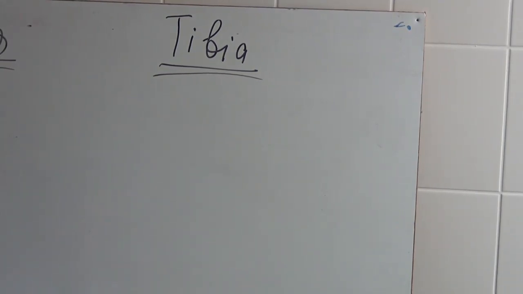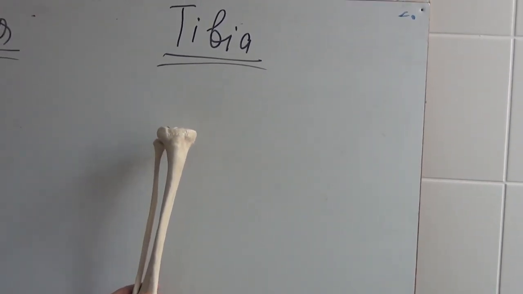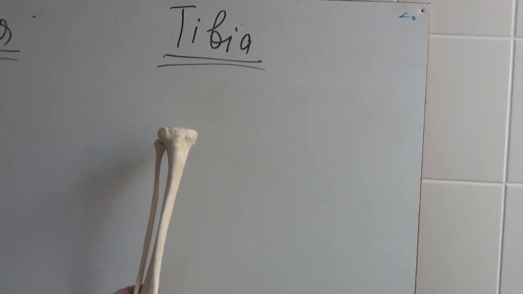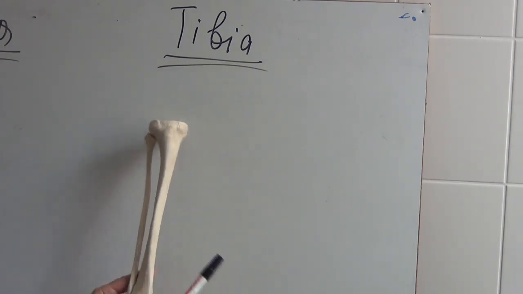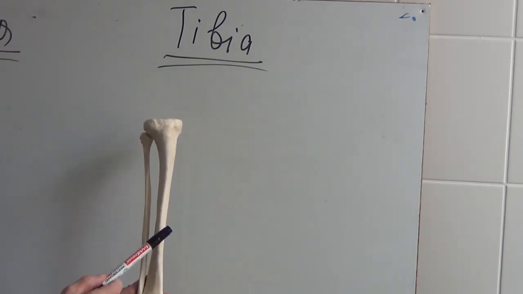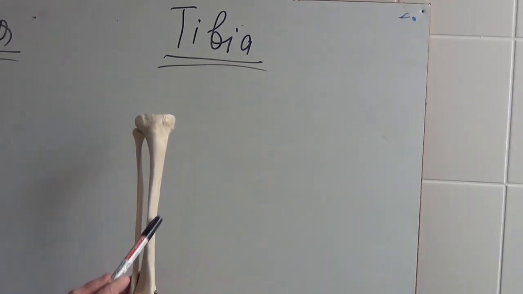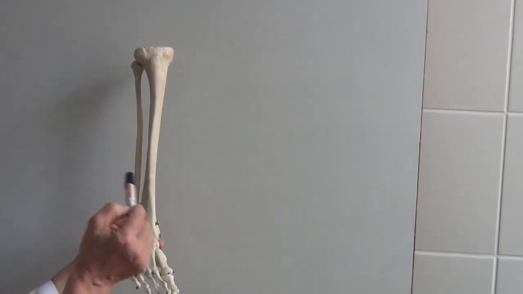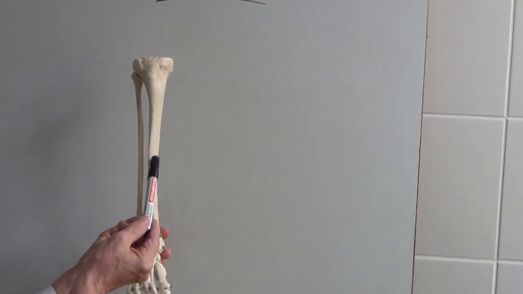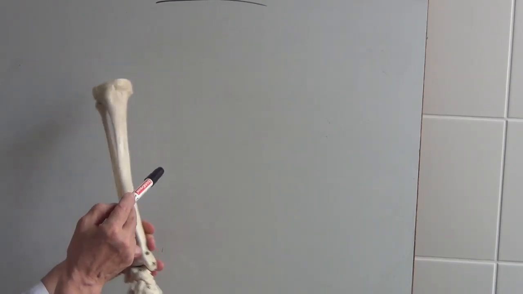Our next bone is the tibia. Tibia is one of two crural bones, which are close to each other. Tibia is placed medially and fibula is placed laterally. So tibia is the more massive bone.